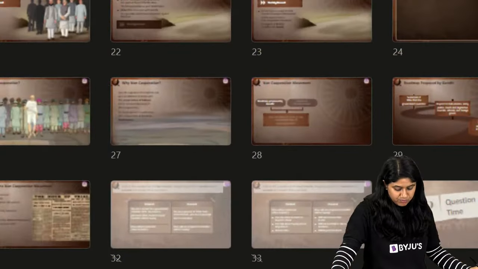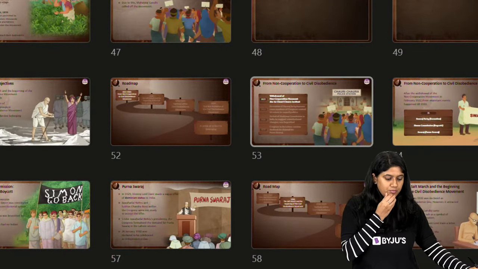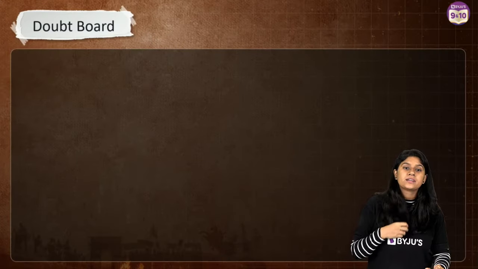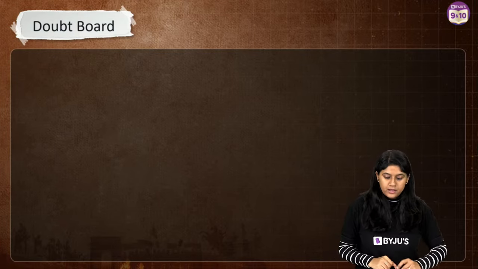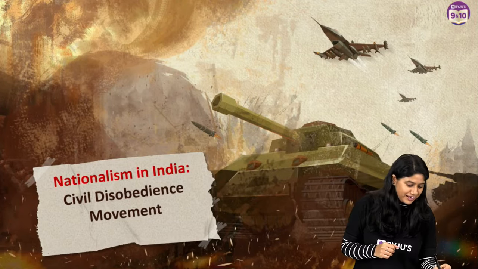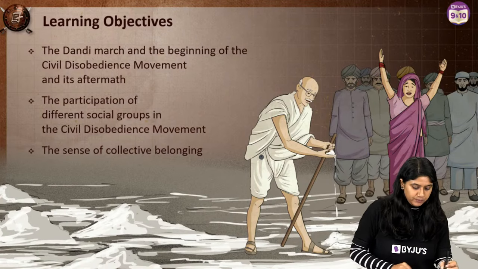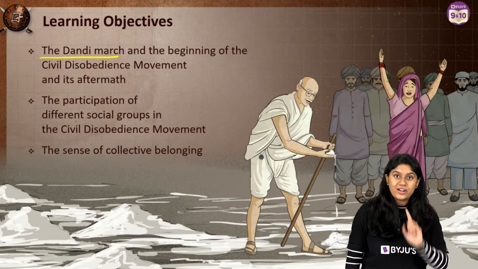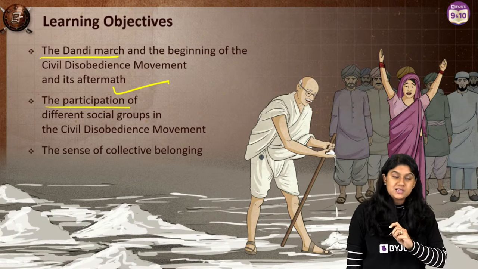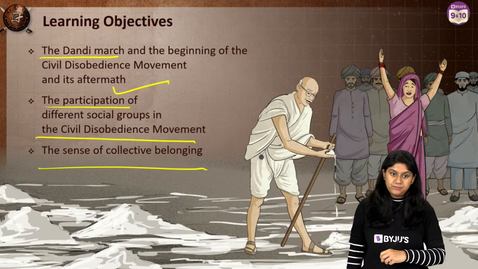Now everyone, with this, let's quickly move back to our learning. We are talking about the non-cooperation movement. Sorry, I'll just go back over here. Okay, now here we go. The second most important event of nationalism in India: we have the civil disobedience movement. What is the important learning objective from this part of the chapter? The Dandi March is definitely one of the important highlights from the exam point of view. We'll be discussing it and what happened after it. We'll be discussing the participation of different social groups in the civil disobedience movement, and of course the sense of collective belonging. So let's talk about it, everyone.